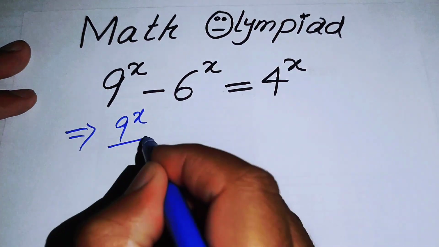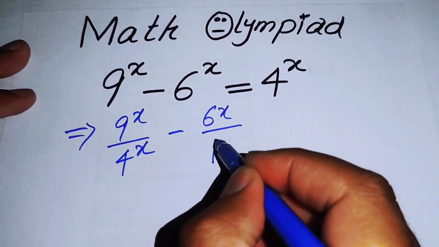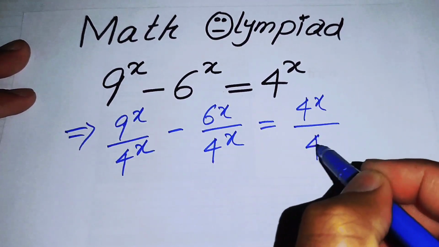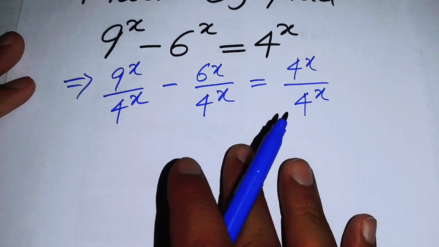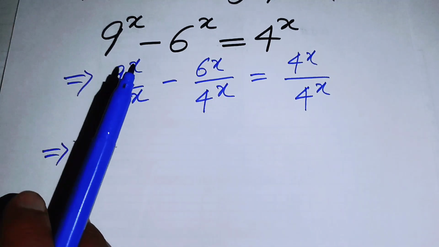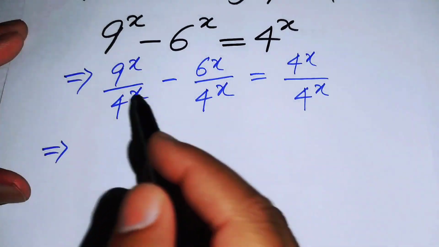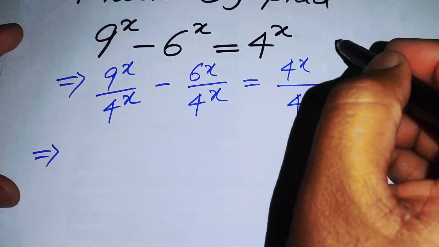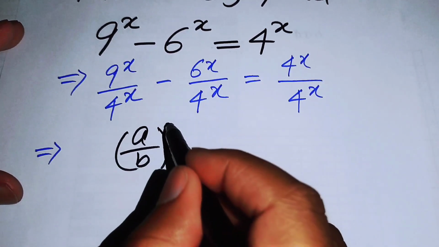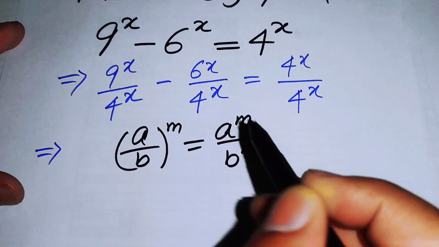So this expression becomes 9 to the power of x over 4 to the power of x minus 6 to the power of x over 4 to the power of x is equal to 4 to the power of x over 4 to the power of x. Here I can apply the exponential law: if we have a over b, all to the power of m, it is equal to a to the power of m over b to the power of m.